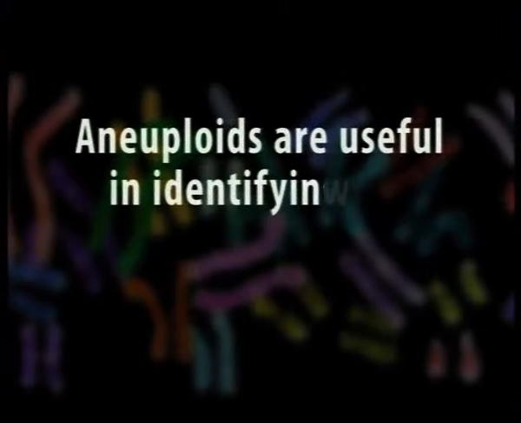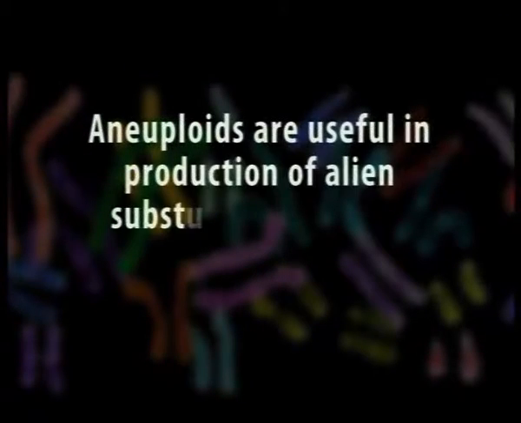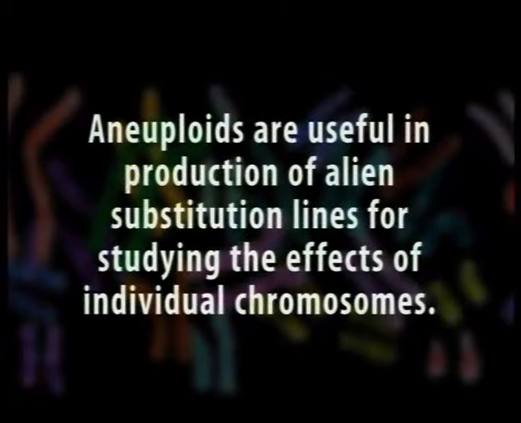Then aneuploidies are also useful in identifying the chromosomes involved in translocation. Similarly, aneuploidy can also be used for generation of alien substitution lines for studying the effects of additional chromosomes. Then monosomics or trisomics, particularly, have been reported in case of humans, resulting in a number of different types of syndromes we find. For example, we see there is Turner syndrome, we see there is Klinefelter syndrome.